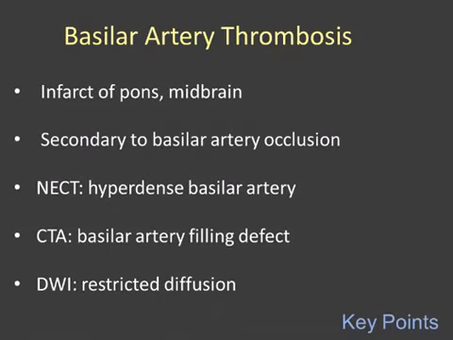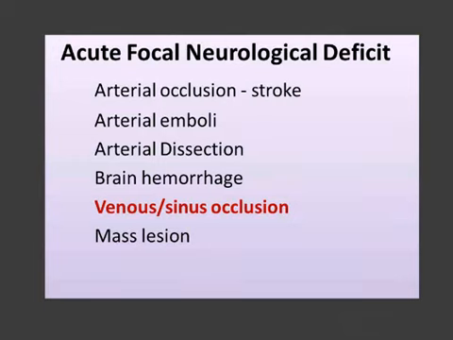basilar artery. So think of a basilar artery thrombosis if you have a hyperdense basilar artery, even if it's just a little dot on non-enhanced CT scan, especially in a patient with severe neurological deficit. Look at CTA, you will have basilar artery filling defects, and then do MRI for the infarcted area to see restricted diffusion.